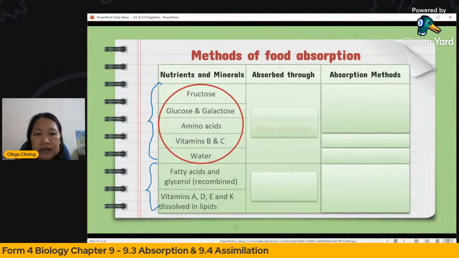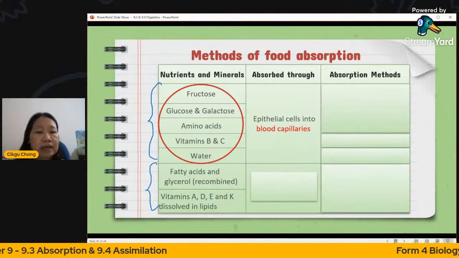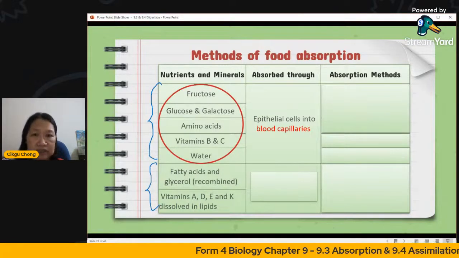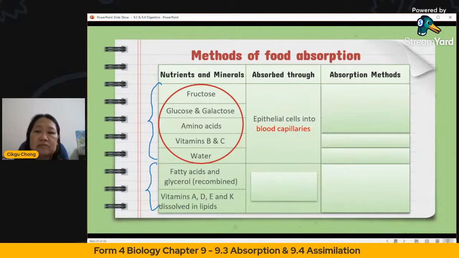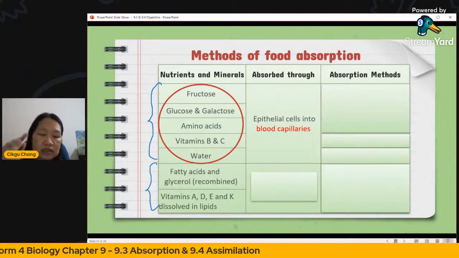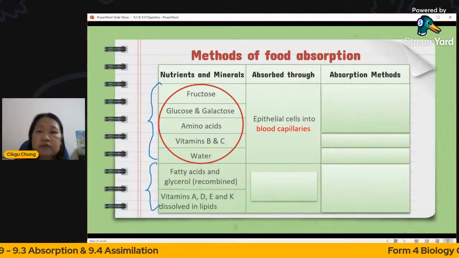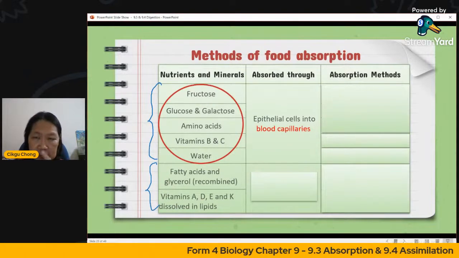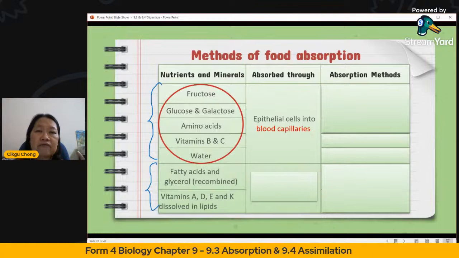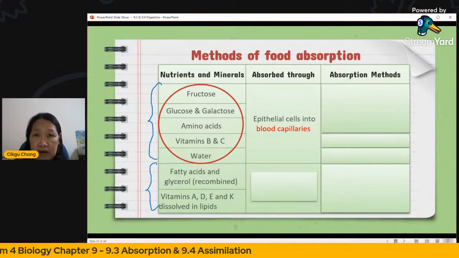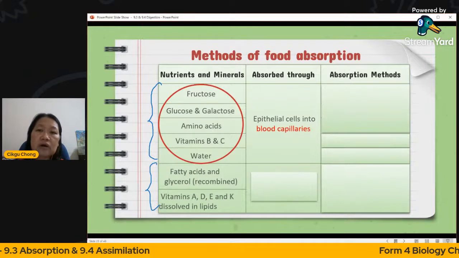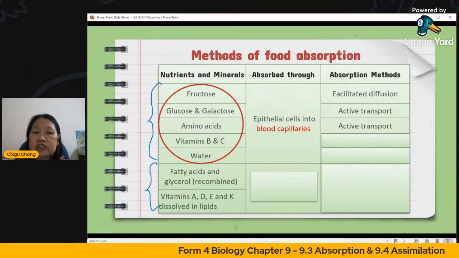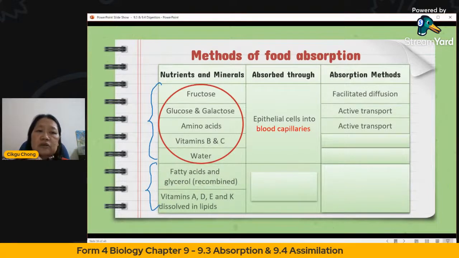And the other grouping here, we look at this one first. Blood capillaries. So it is absorbed through the epithelial cells into the blood capillaries. And what is the method of absorption? You've learned so many methods: facilitated diffusion, simple diffusion, osmosis, and so on. For these substances, it is absorbed through facilitated diffusion, going through the carrier protein, and also active transport. Facilitated diffusion and active transport for fructose, glucose, galactose, and amino acids.